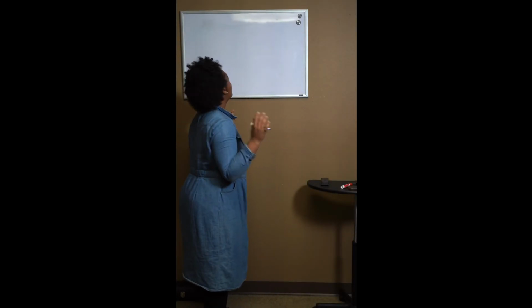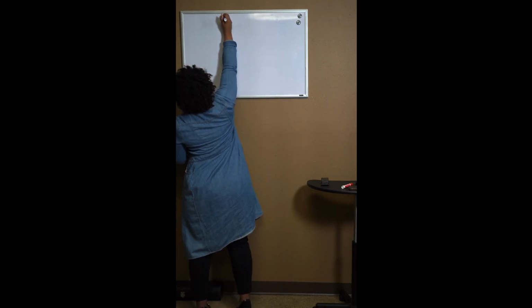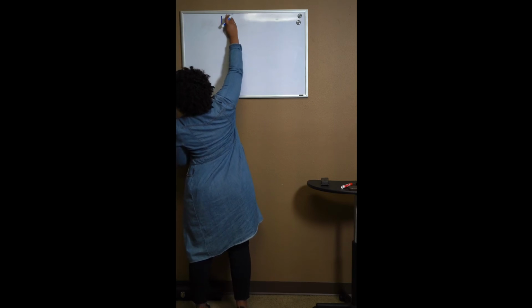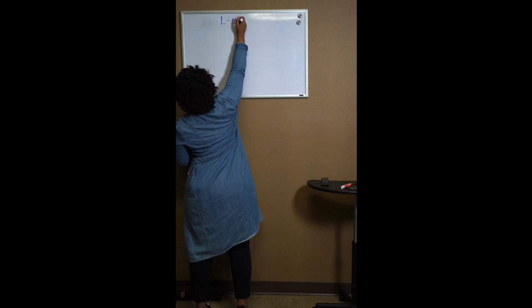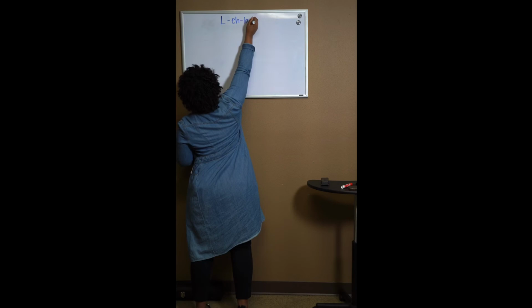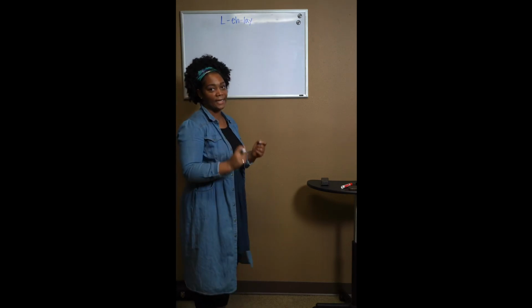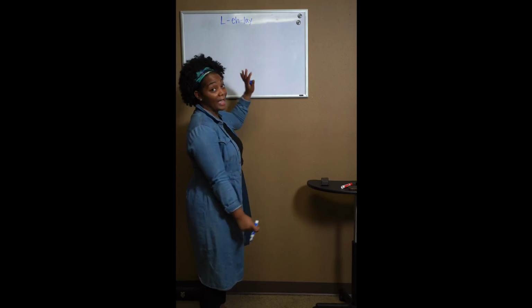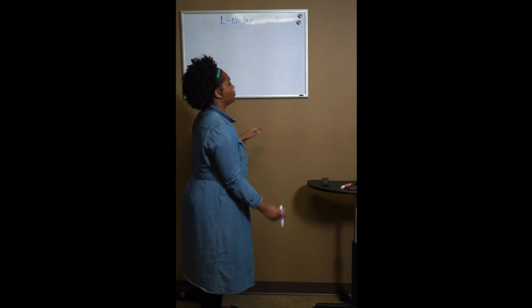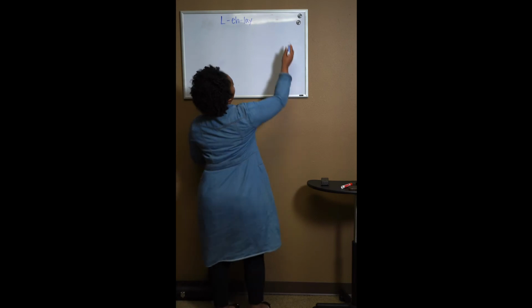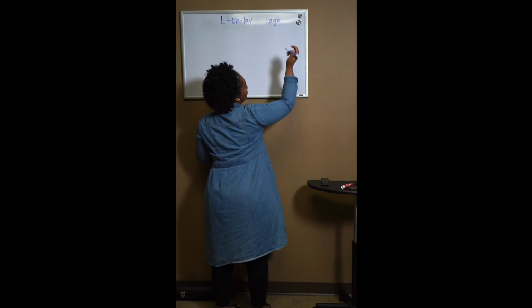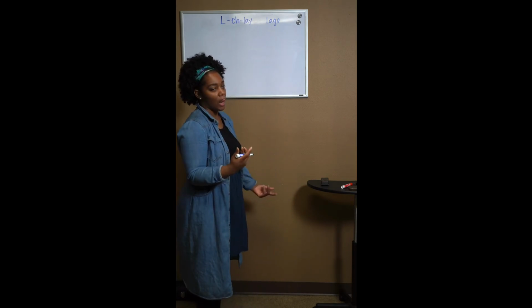Okay, so now we're on L. So we have L, and then you say L, okay? L is the name of the letter L, and it makes the same sound. When it's by itself, it makes the same L sound. So like the word lago is fine. It just makes an L sound.